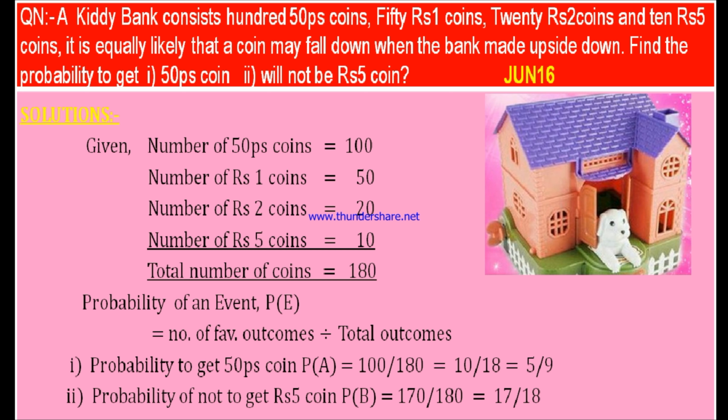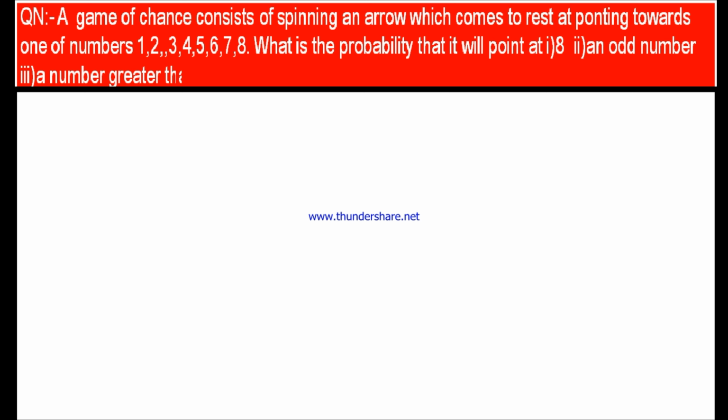Now next question. Third question now. Here is the question. A game of chance consists of spinning an arrow which comes to rest pointing towards one of the numbers 1, 2, 3, 4, 5, 6, 7 or 8. What is the probability that it will point at 8, an odd number, a number greater than 2 and a number less than 9? I shall repeat.